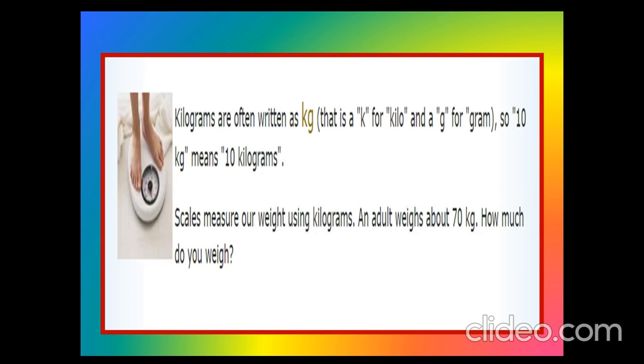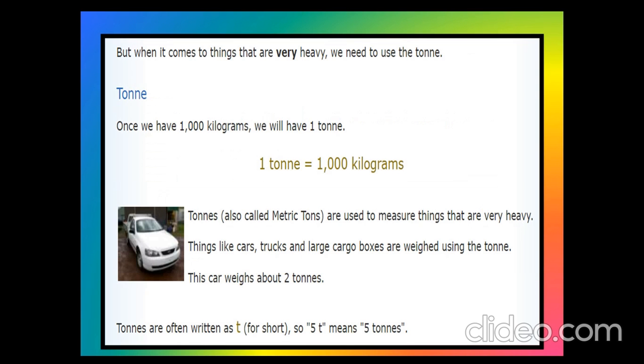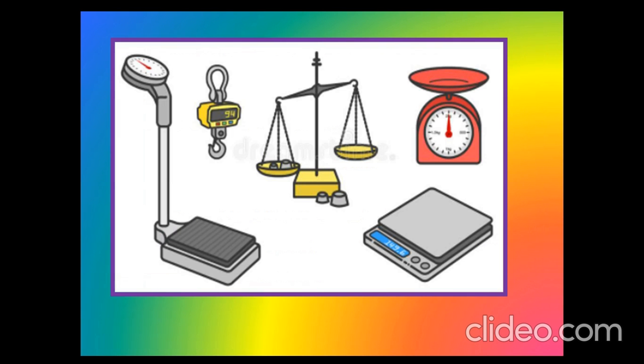Find out. But if something is very heavy and we have to measure it, we use the ton. It is represented by a small t. 1 ton is equal to 1000 kg. These are some of the examples of measurement of weight.